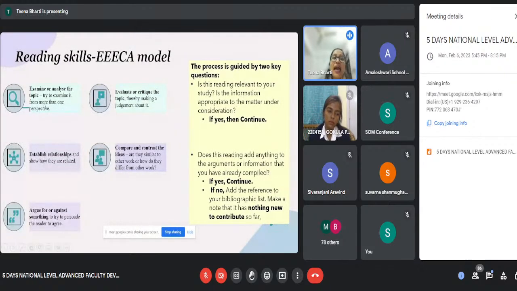So can we analyze that topic from some other perspective also? For example, we have seen that social commerce was also helpful in the COVID times, right? So from healthcare perspective also, you can analyze that particular topic from another angle also. It talks about establish the relationships and show how they are related.